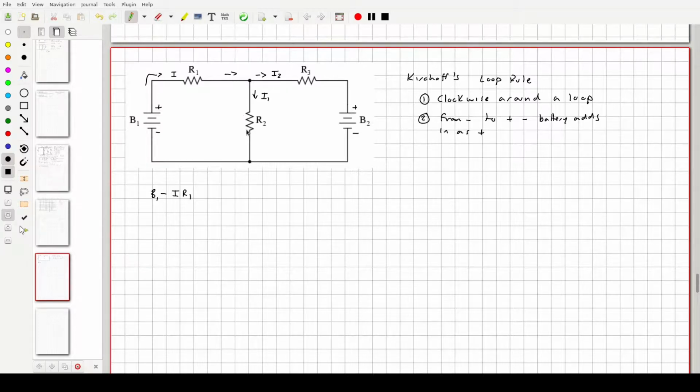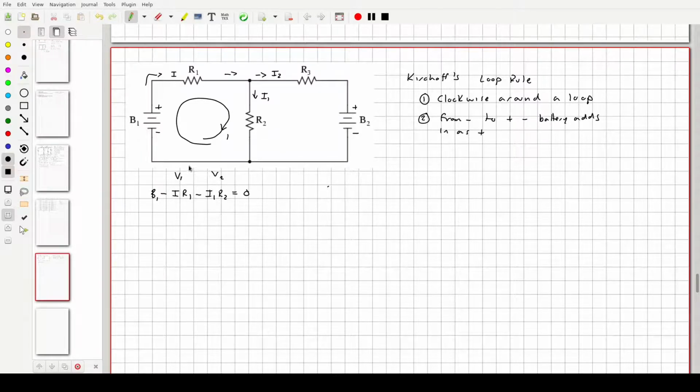As I go around and get to this loop, I have I1 going through R2, taking away some of this energy. Remember, V is equal to IR. This is a V as well. They're not the same, but we'll call them V1 and V2, if you will. When I get back here, I've used up all my energy and I am at 0. So that's loop 1.